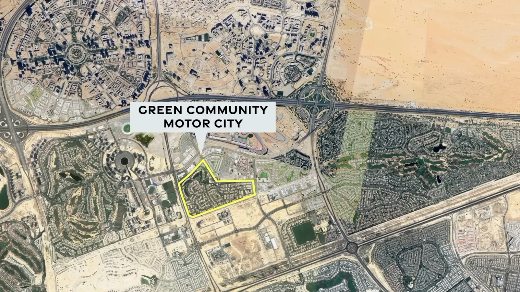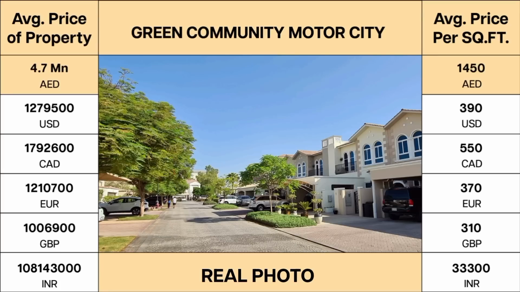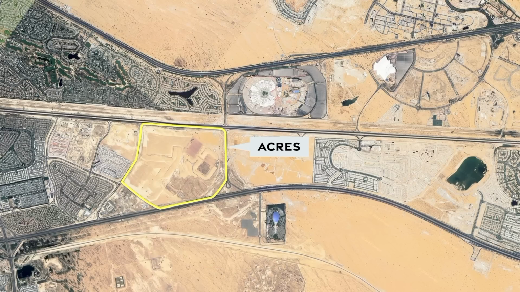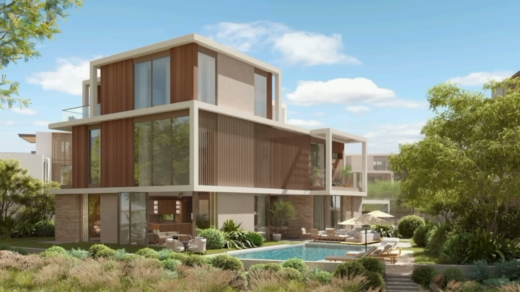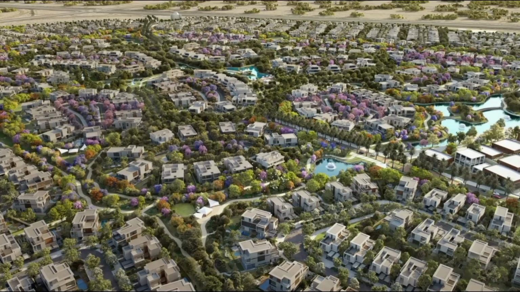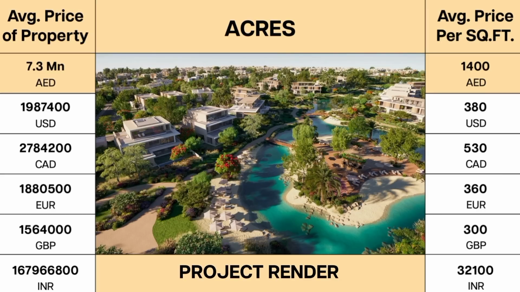In Motor City, there is an existing ready project by the name of Green Community. Prices are at 1450 dirhams per square foot. Acres is a brand new villa only community by the luxury developer Meraas. It consists of only 1200 units, all of which are independent villas and no townhouses. The community will feature a variety of interconnected gardens and will be having 28% green open spaces. Average price per square foot is at 1400 dirhams and the average price of a villa here is at 7.3 million.